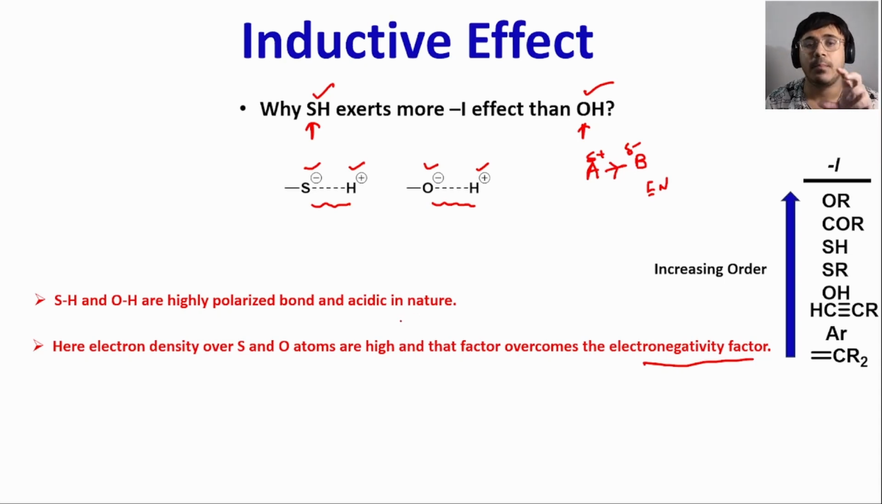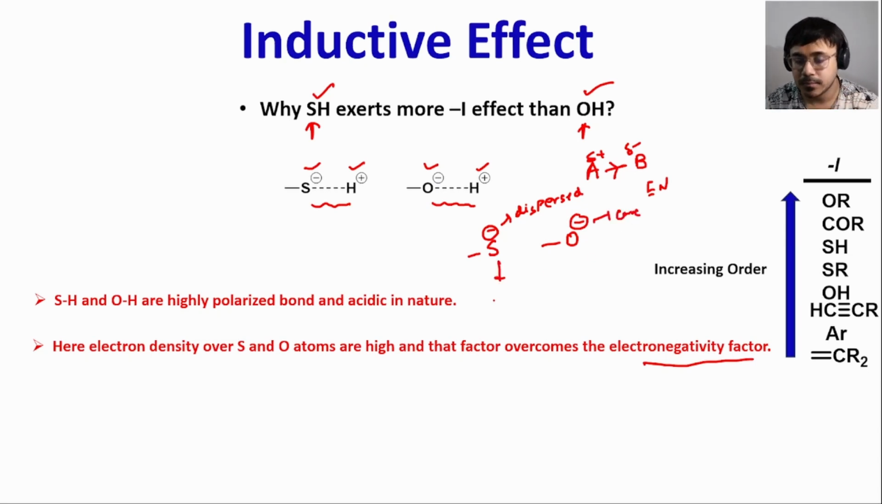Means in that case, the inductive effect of the thiol and OH group will not be judged based on the electronegativity of the sulfur and oxygen atom, but on how much electron density is on sulfur and oxygen. Based on this factor, the minus I effect or negative inductive effect of these two groups will be judged. Now we have sulfur, we have oxygen, both having negative charge on it. In which case is the negative charge dispersed, and in which case is it concentrated? In the sulfur case it is dispersed or a little bit faded, but in the oxygen case it is concentrated.